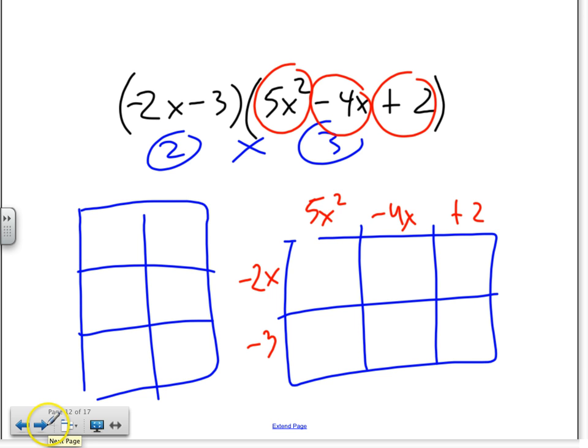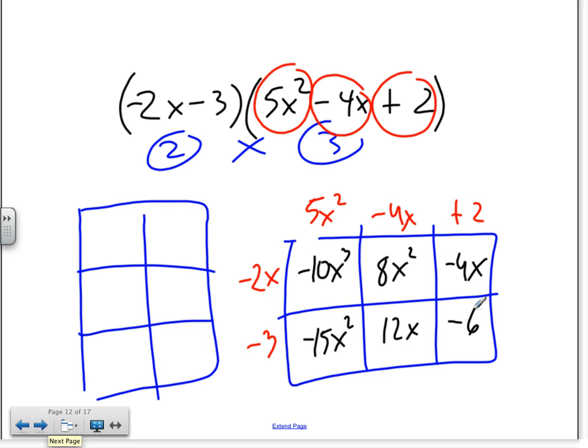All right, let's multiply the first one. What do we have here after we take? 10x cubed. Very good. Next. 8x squared. Next. 4x. Next. Okay. Next. Okay. Any questions on how I got those answers in the box? Let me know, please. What do you think?